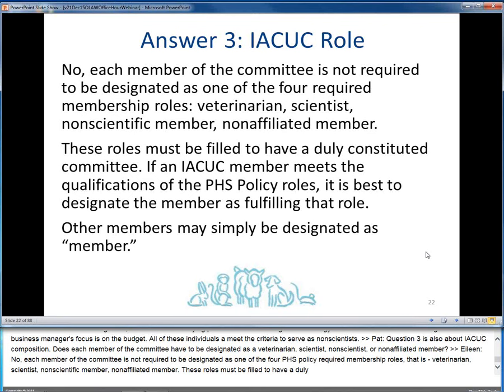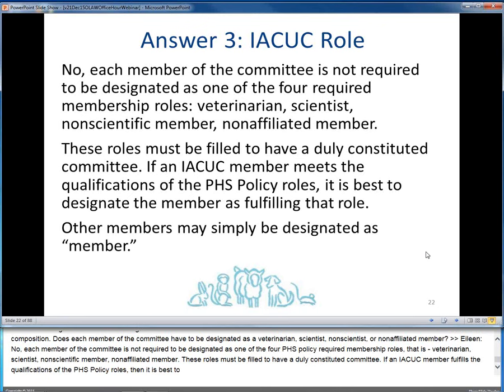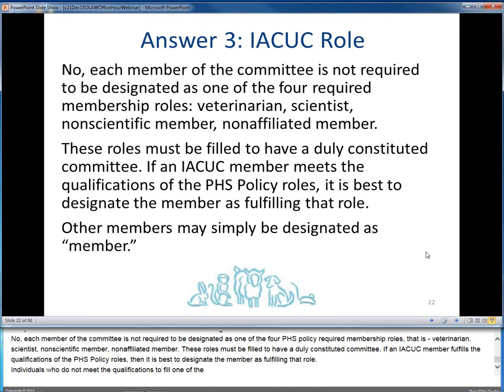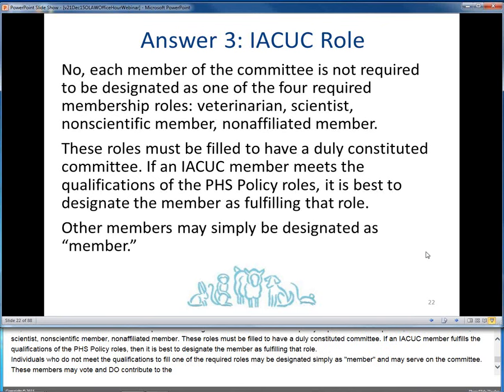If an IACUC member fulfills the qualifications of the PHS policy roles, then it is best to designate the member as fulfilling that role. Individuals who do not meet the qualifications to fill one of the required roles may be designated simply as member and may serve on the committee. These members may vote and do contribute to the quorum.